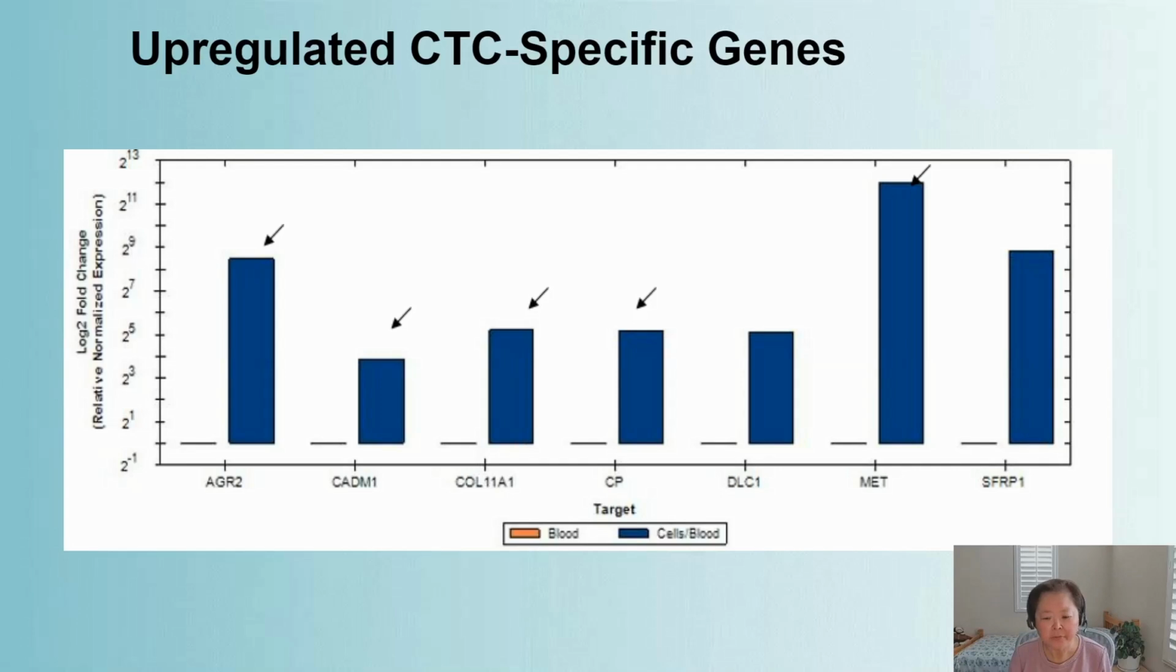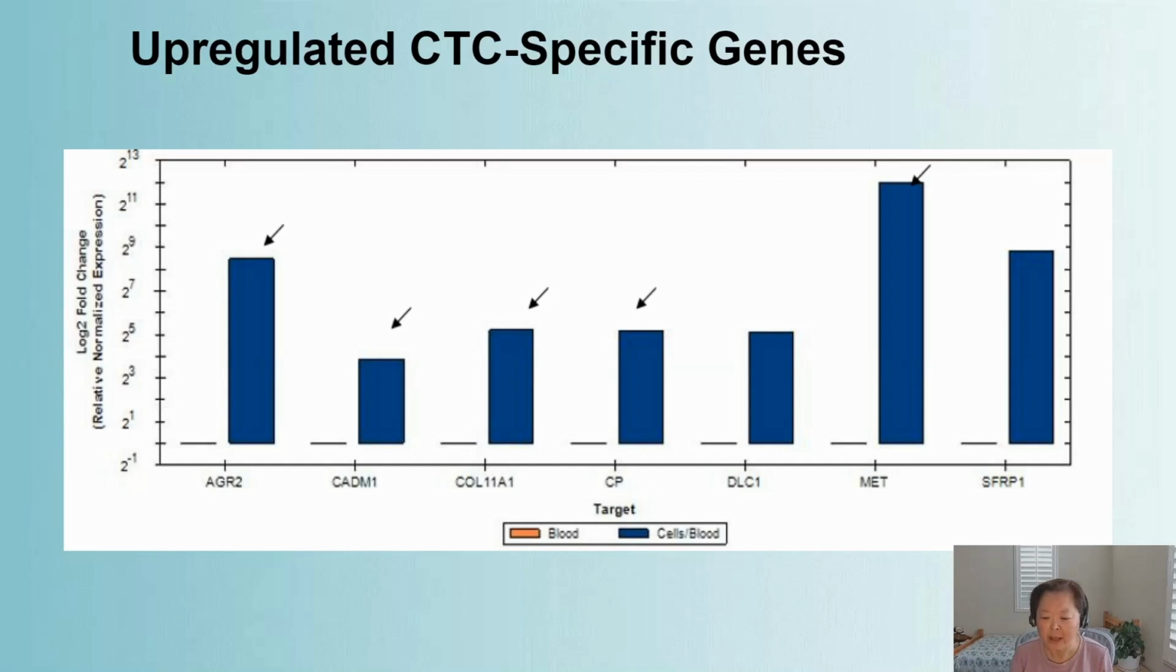So this is a profile of the upregulated CTC-specific genes. The normal blood sample is set at 1. The blue bars show some of the clinically important genes detected in these lung cancer samples. For example, the high expression of AGR2 is predictive of poor survival in lung cancer. CDH1 features in small cell lung cancers.